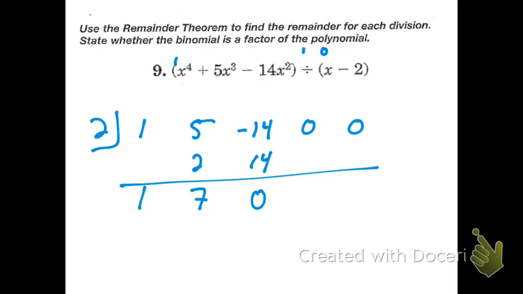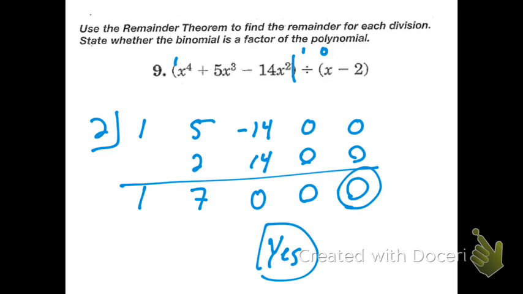Now, here I should be able to stop because that's where this one ended. But if you wanted to put more zeros here for placeholders, 0 times 2 is 0. We get another 0, and then another 0, and then another 0. So either way, this 0 right here means that yes, x minus 2 is indeed a factor.